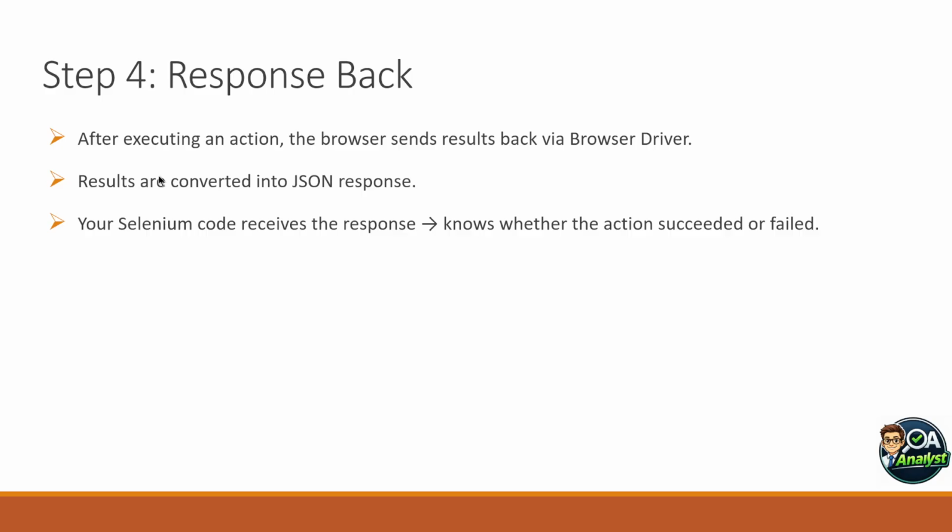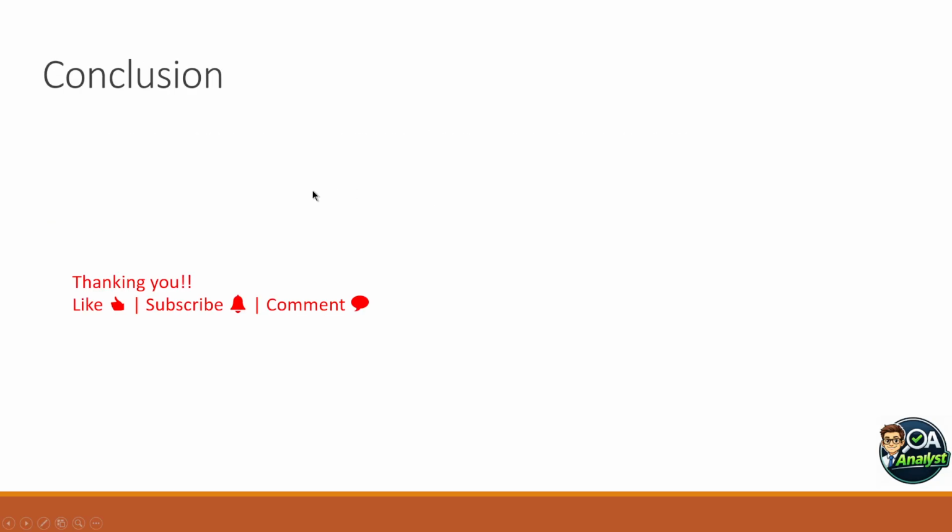Okay, so to summarize the entire flow: you write the Selenium code, which is our client. The code is converted into JSON. The JSON commands are sent to the browser driver via HTTP. The browser driver talks to the browser and executes the respective actions. Once the actions are executed, the browser driver sends back a JSON response to your code. This entire cycle happens super fast, and that's how Selenium WebDriver executes your automation scripts.